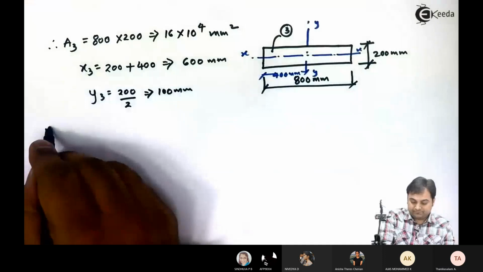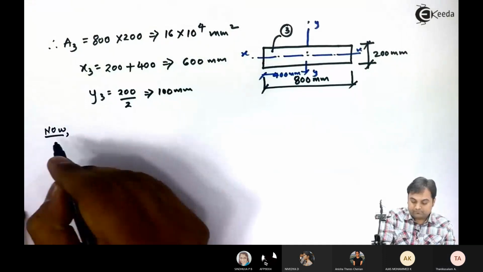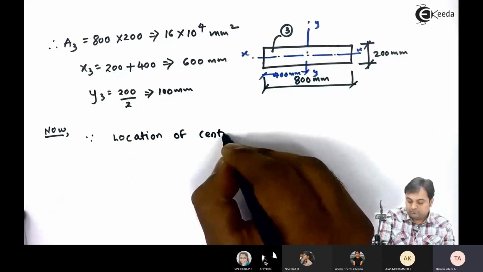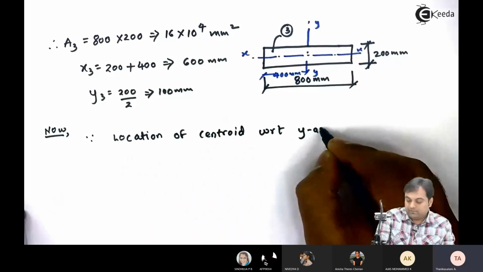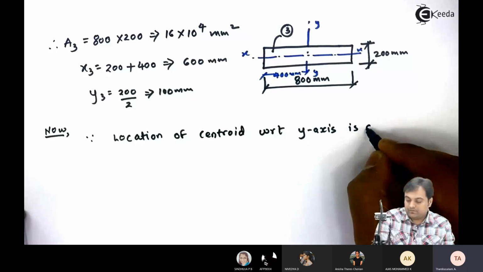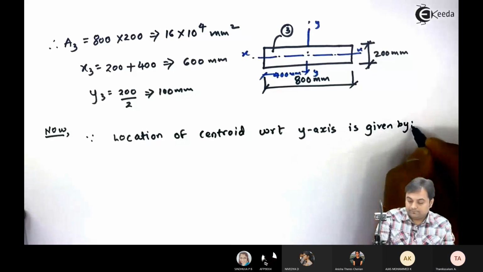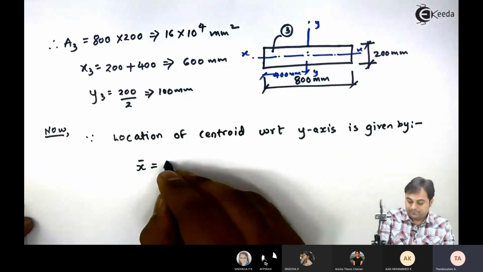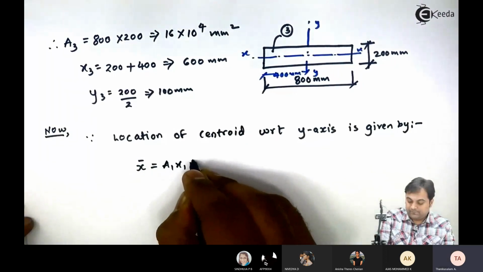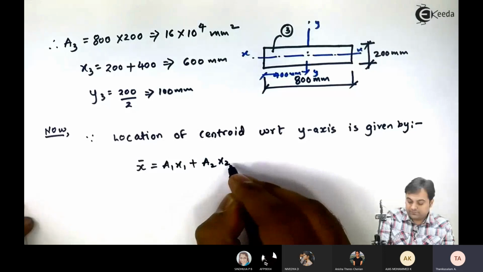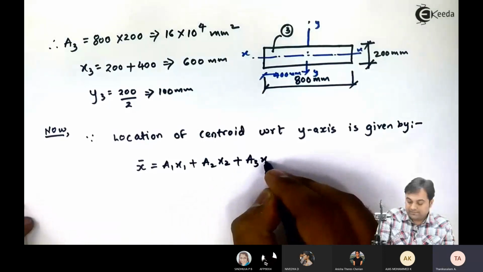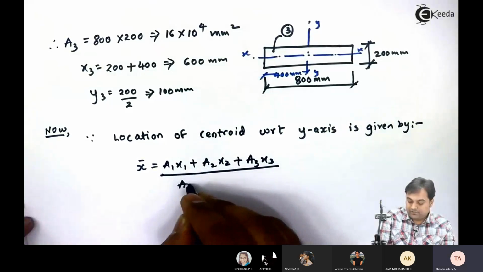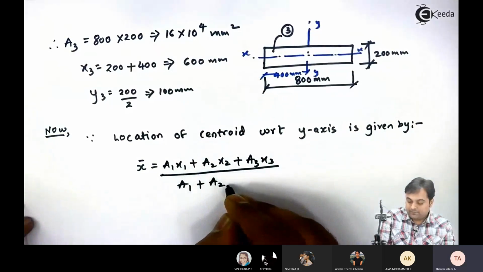Now after getting all these values, we can easily find x bar and y bar. I'll say that the location of the centroid with respect to the y-axis is given by x bar equal to a1 x1 plus a2 x2 plus a3 x3 upon a1 plus a2 plus a3.